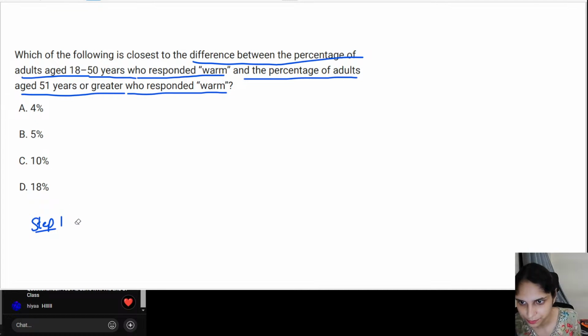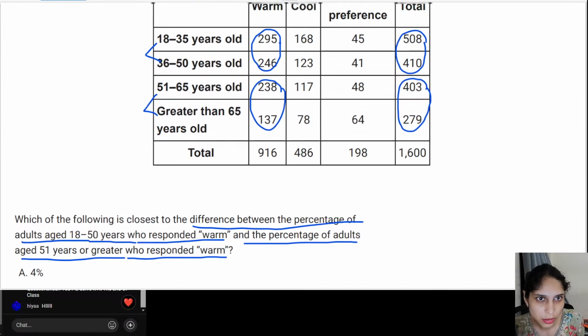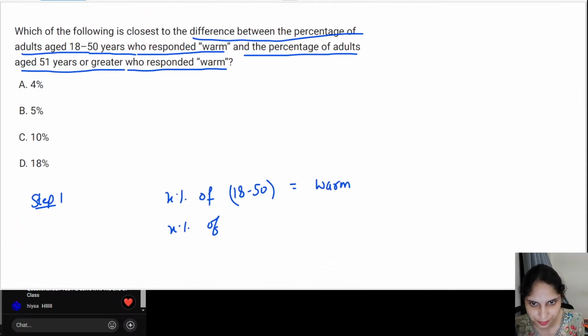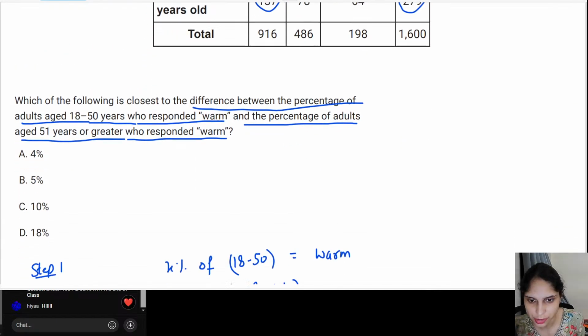Step 1. X percent of 18 to 50 is equal to warm. Okay, so I'm directly giving you the equation. So X percent of 18 to 50 is how much? 508 plus 410. And warm is how much? Warm is 295 plus 246.